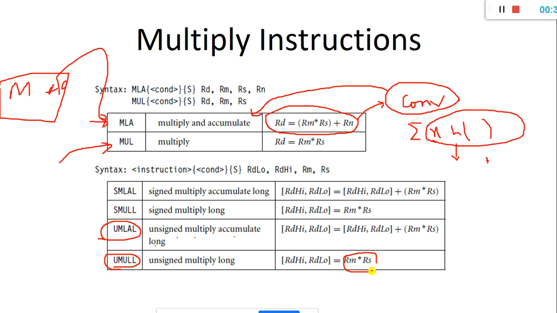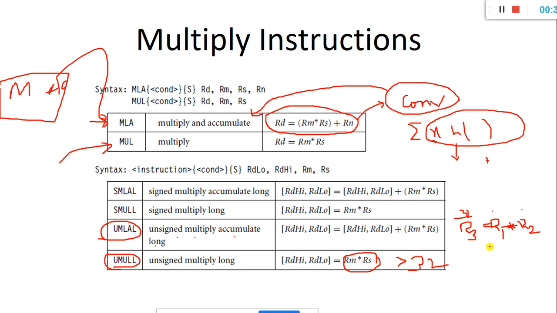This performs a multiplication operation of two 32-bit data, and if the data exceeds 32-bit, that data is going to be stored in two registers. I can use two registers simultaneously. See here, I perform R1 into R2 and save this output in R3. What is the size of this register? This is also 32, this is also 32, this is also 32.